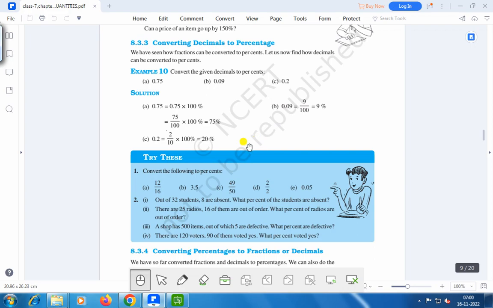That is 9%. And you got 2 by 10, that is 2 by 10 into 100%, that is 20%, right?